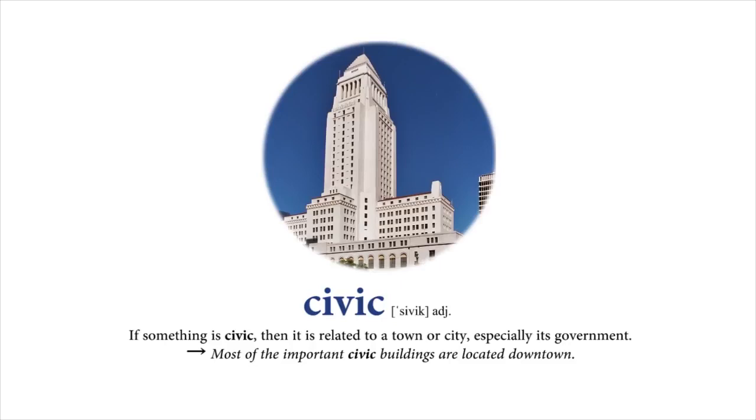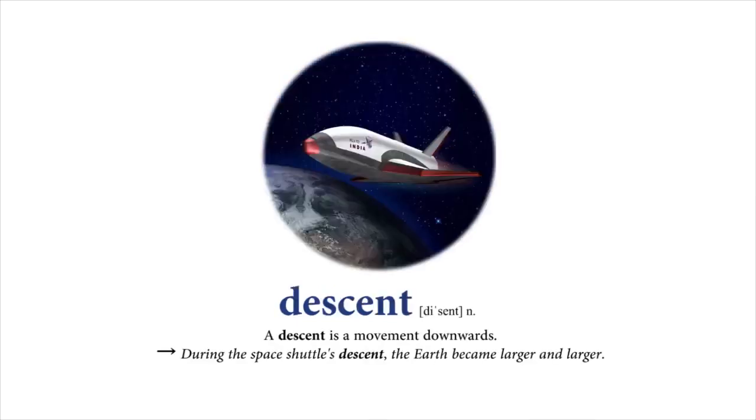Civic. If something is civic, then it is related to a town or city, especially its government. Most of the important civic buildings are located downtown. Descent. A descent is a movement downwards. During the space shuttle's descent, the Earth became larger and larger.